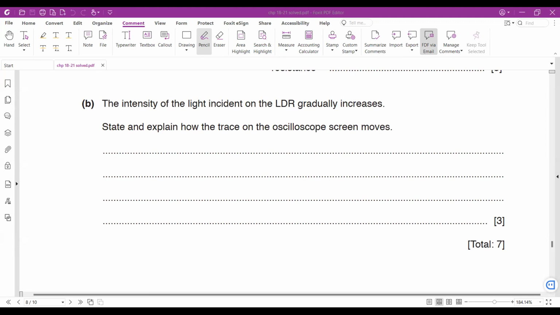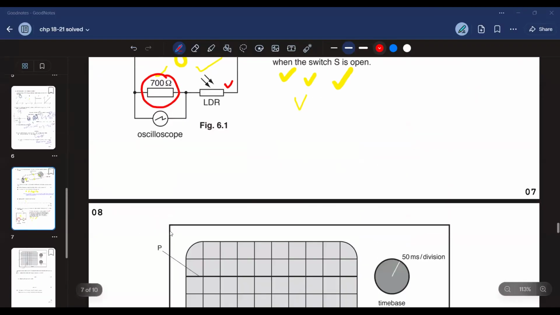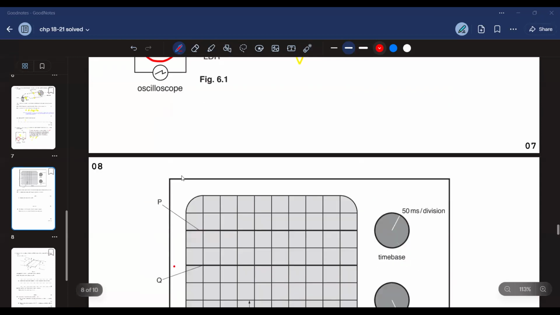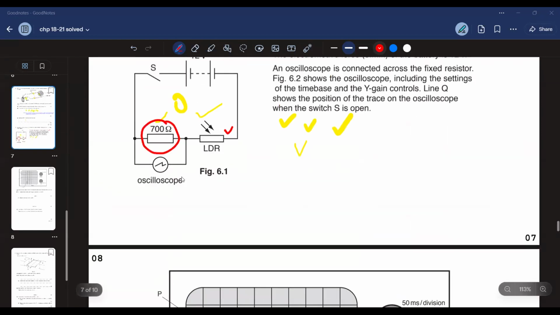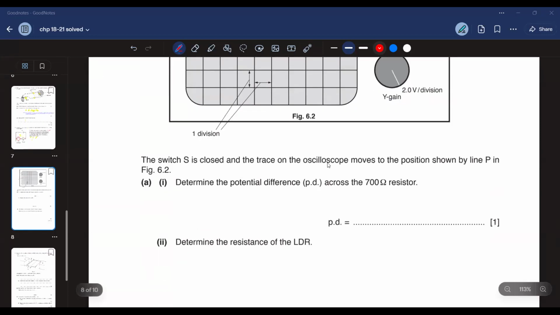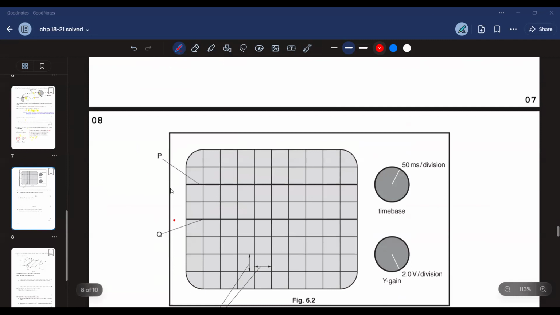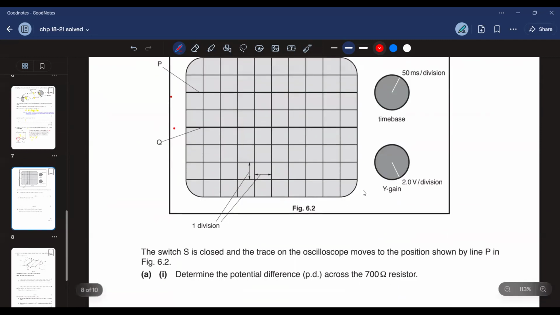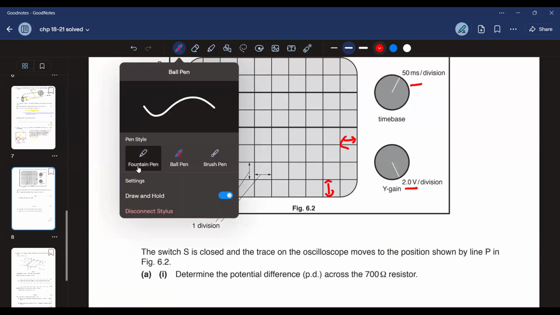Wait, line Q. Yeah. So this line Q is the one when the switch is open. And when the switch S is closed, the trace on the oscilloscope moves to the position shown by line P. Here they have shown the divisions, that each box shows 2 volts along the y axis and 50 milliseconds along the x axis. Clear? Okay.